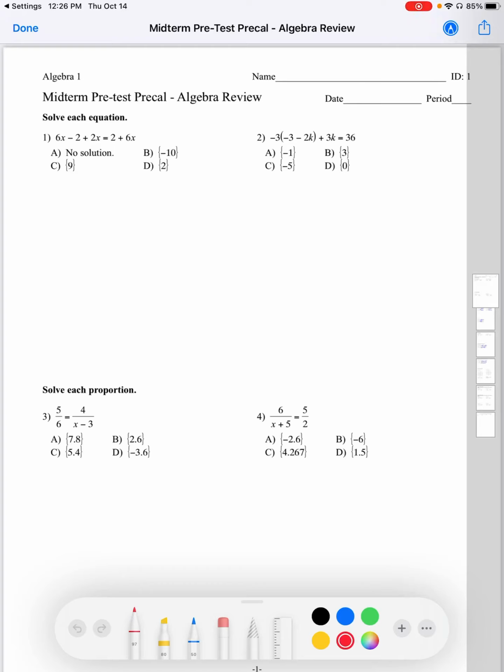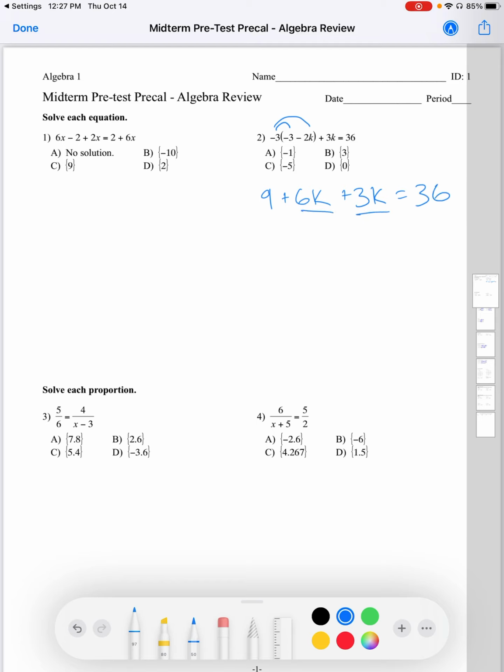Okay, doing the even problems here. -3 is going to distribute, and we'll get -3 times -3 is +9. -3 times -2k is +6k. And we have 3k equals 36.